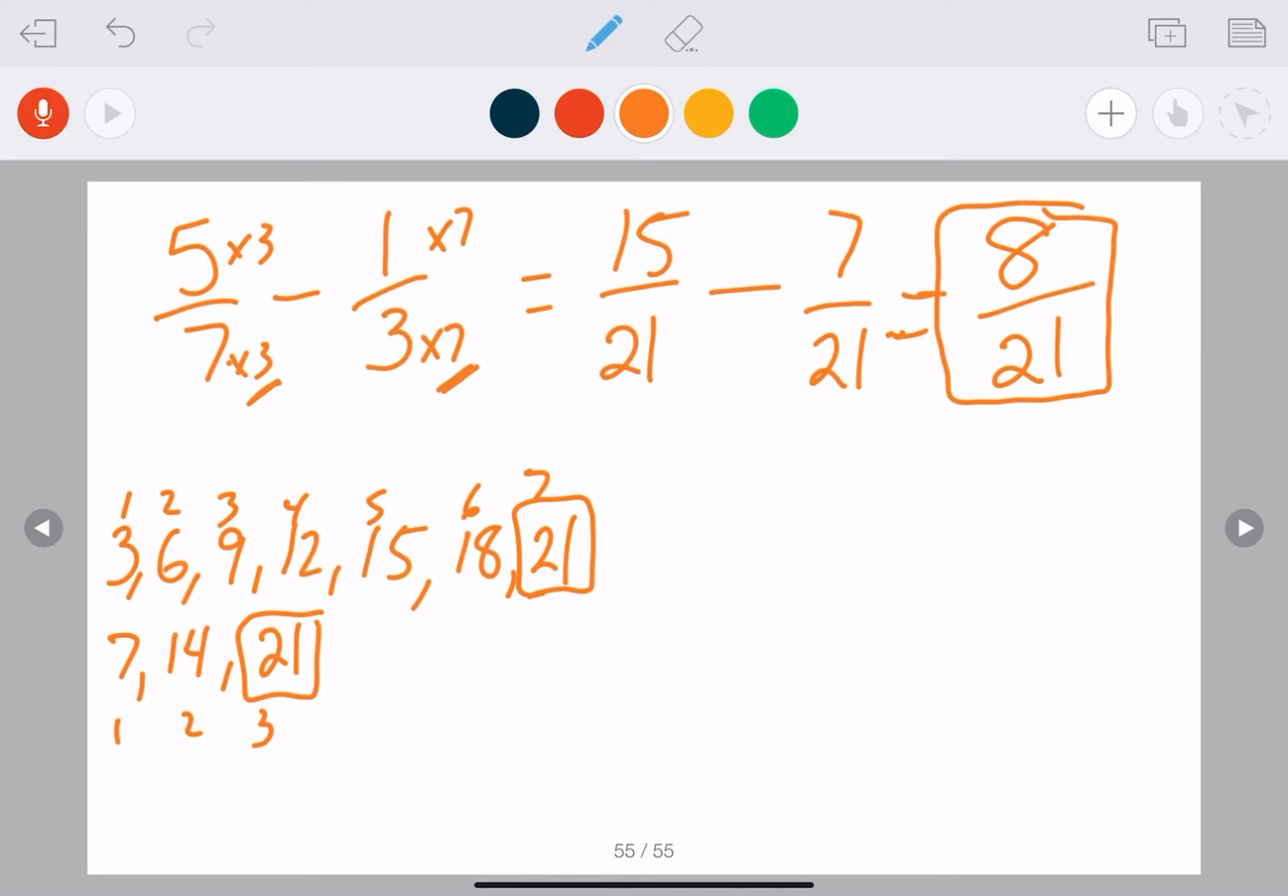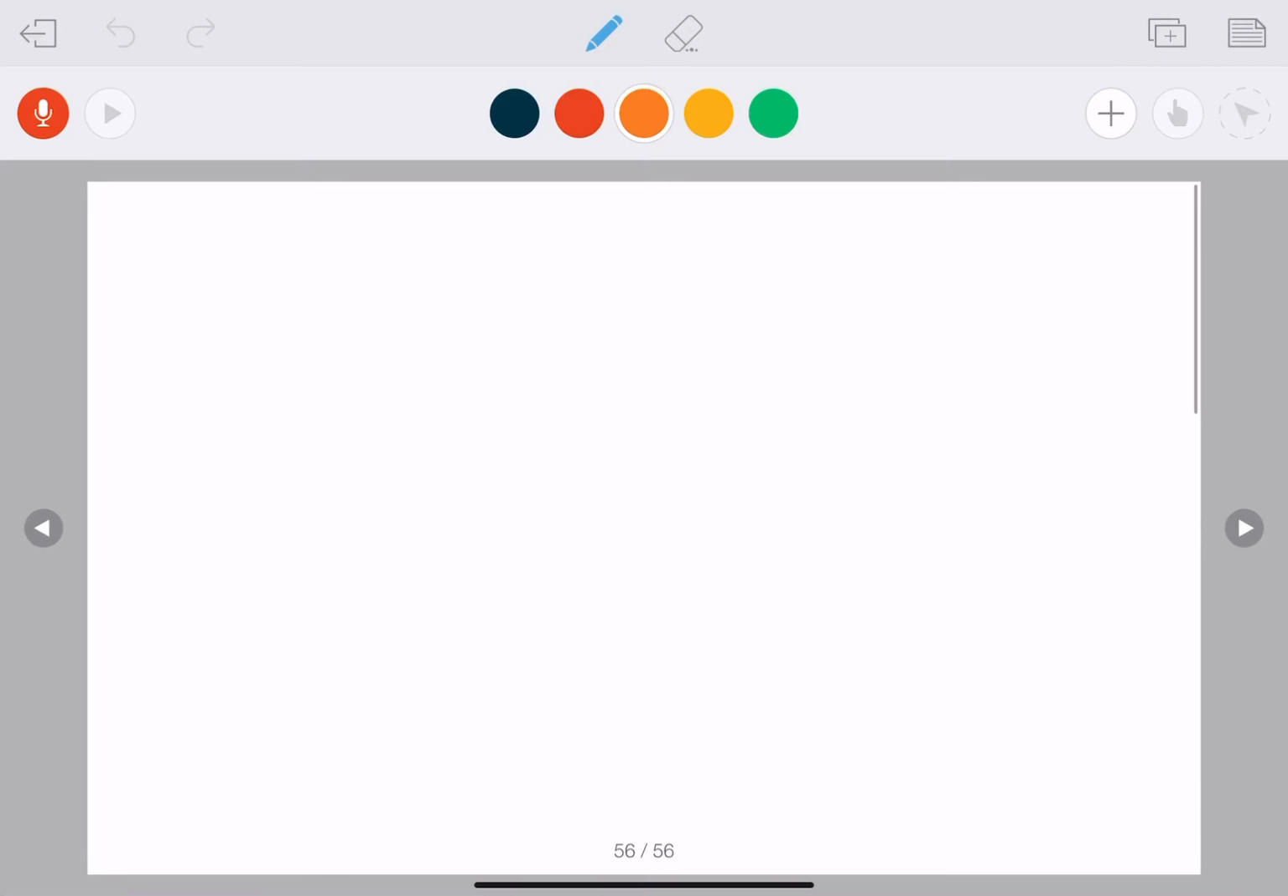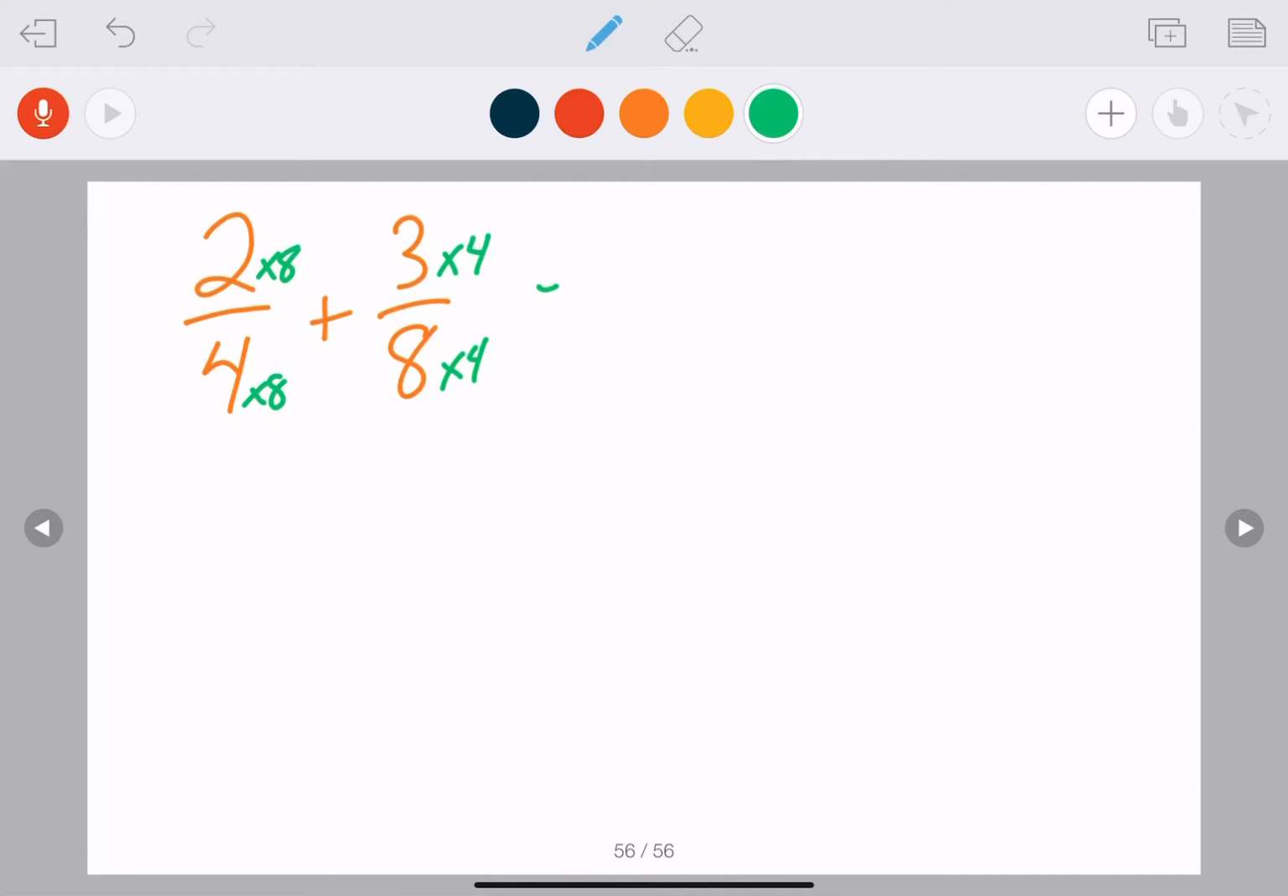So I'm going to show you an example of what I was talking about before. So let's go with another adding one. So we're going to say 2 over 4 plus 3 over 8. So in this situation, I should see that 4 can skip count into 8, and I should use 8 as my denominator. But if I choose to use my other method, and times by 8, and times by 8, and times by 4, and times by 4, let's see what we get.